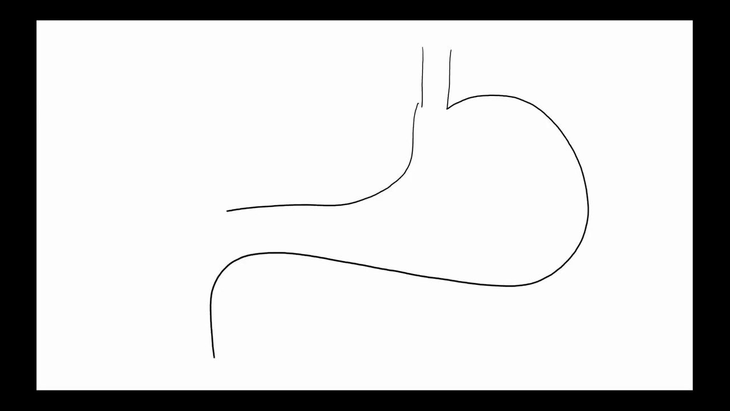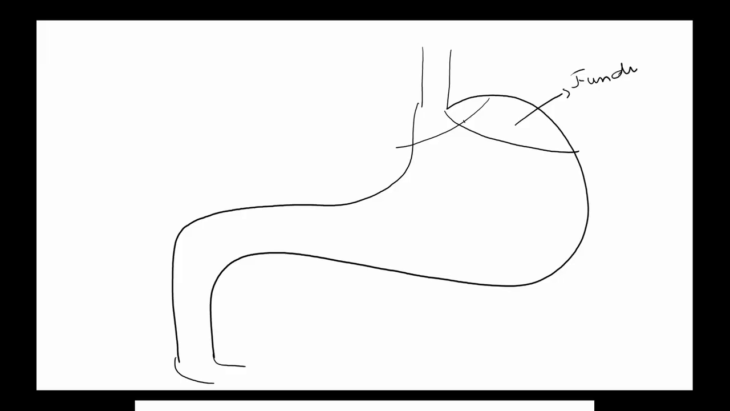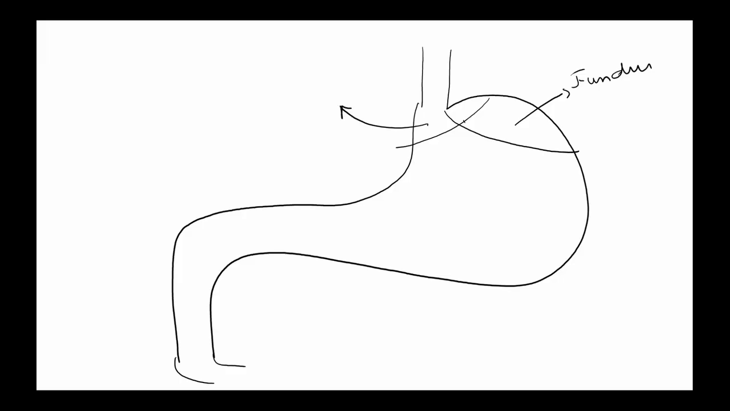So we have stomach. So stomach has, let's look at the anatomy first. So we have fundus. This is the bulge area. We have cardiac end. And then we have body of the stomach. We have antrum.